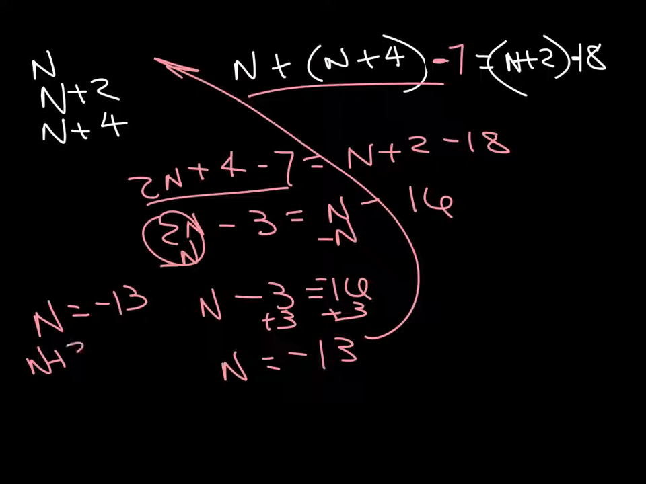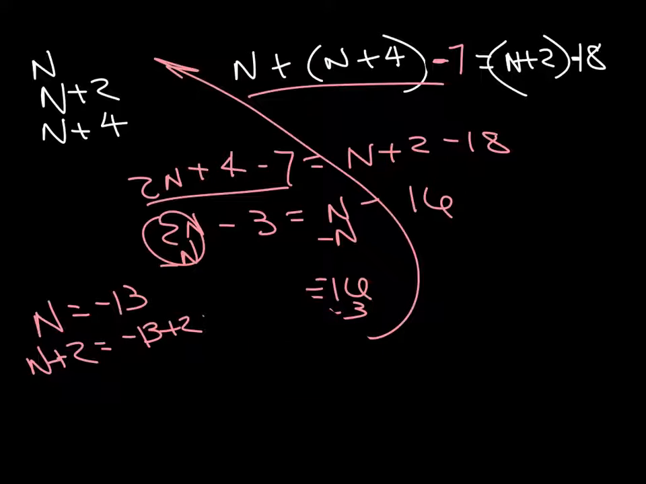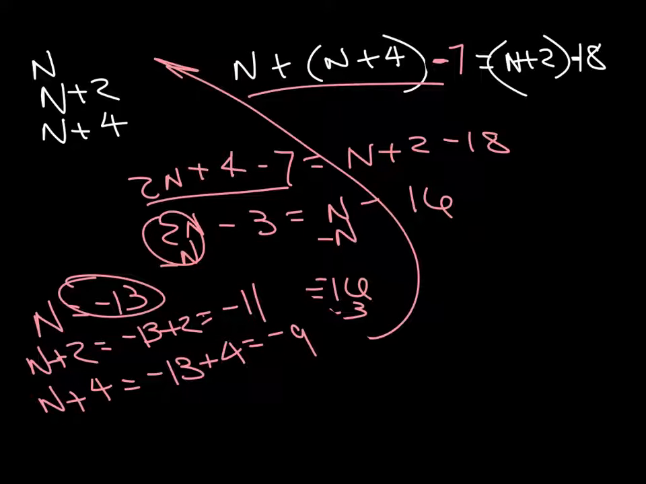Now if we use this up here, we get n is negative 13. n plus 2 is negative 13 plus 2, which equals negative 11. And then n plus 4 equals negative 13 plus 4 equals negative 9. So negative 13, negative 11, negative 9 are my 3 answers.